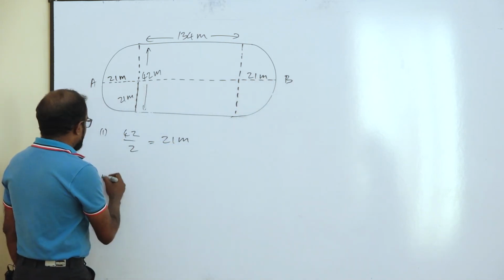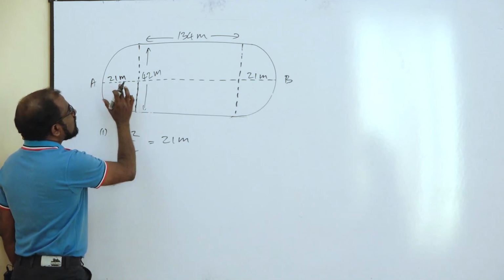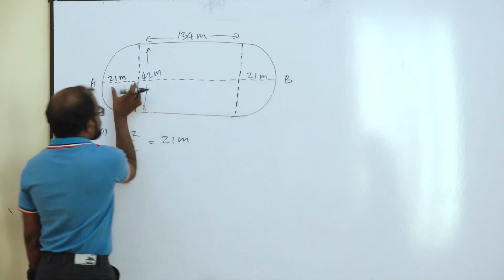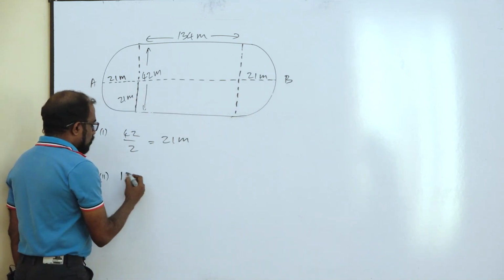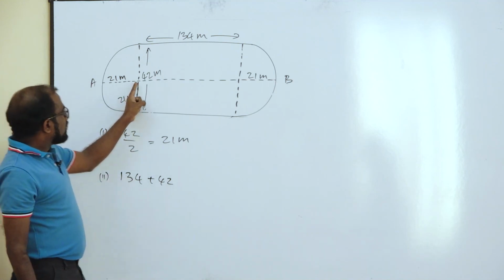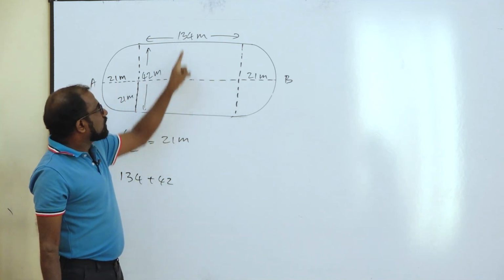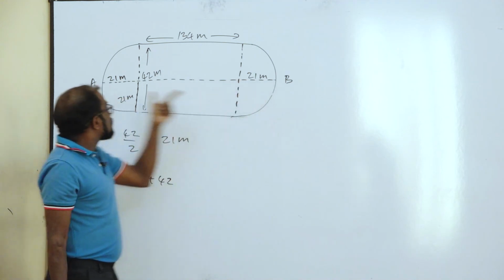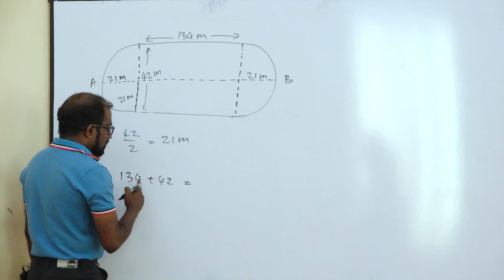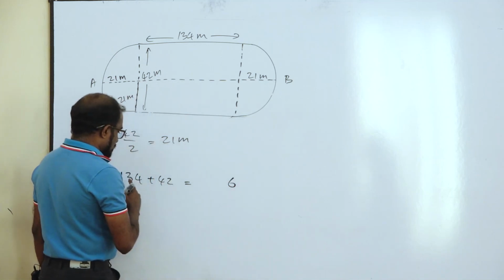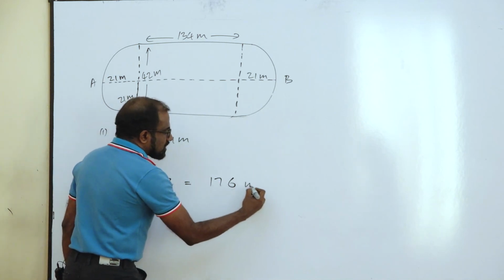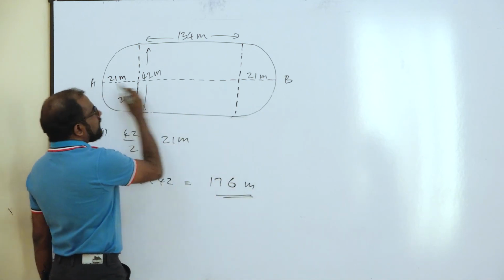And now what is the total length of AB? Right? This part is 134, and 21 plus 21, that is 42. 134 plus 42. From here to here, 134. 21 plus 21, so that is 42. 134 plus 42, what is the answer? 4 plus 2, 6. 4 and 3, 7. 176 meters. The length from A to B.